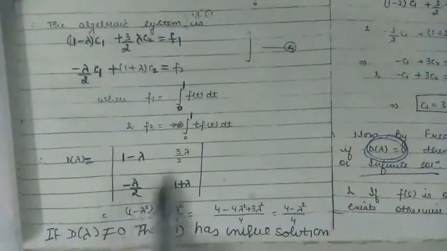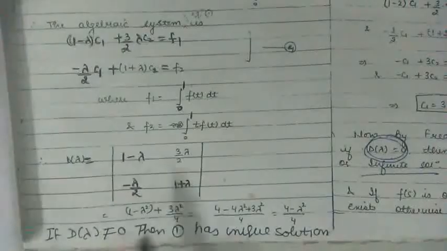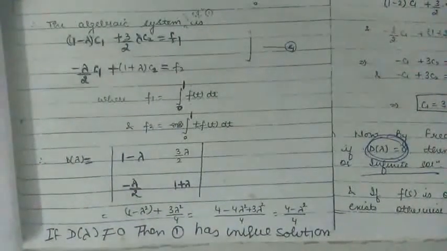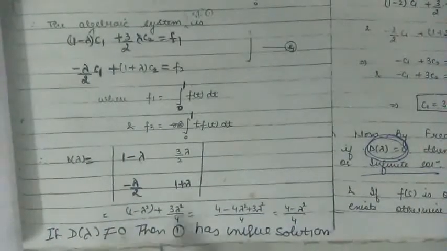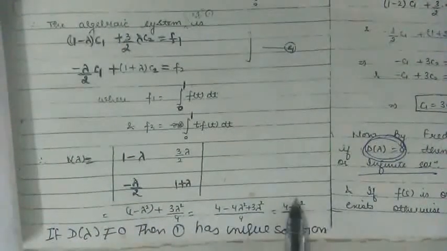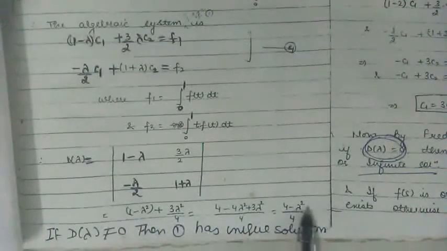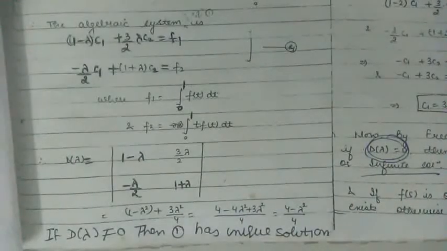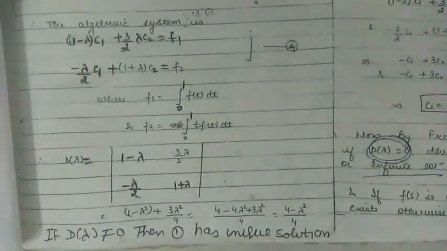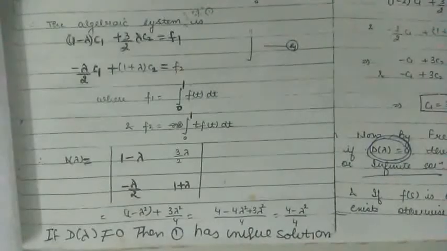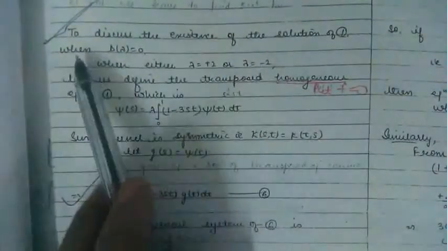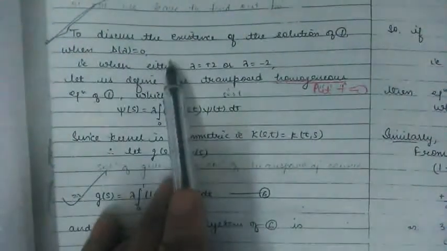Now if this determinant is not equal to 0, in that case the given integral equation has a unique solution, which I have already stated. So we can say that when this is not equal to 0, meaning lambda is not equal to plus minus 2, in that case we have the unique solution. Now we will discuss the case in which the given equation has an infinite number of solutions, that is, when d(lambda) is equal to 0.